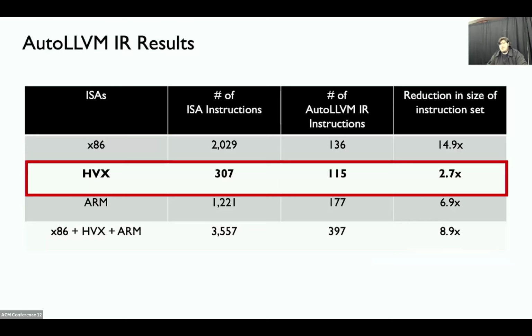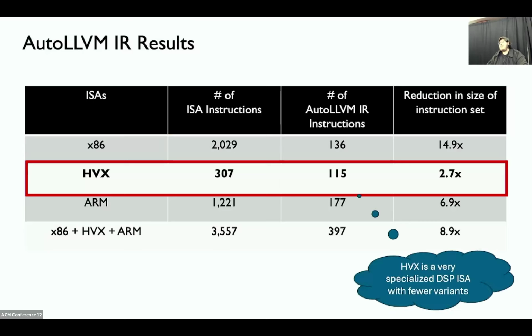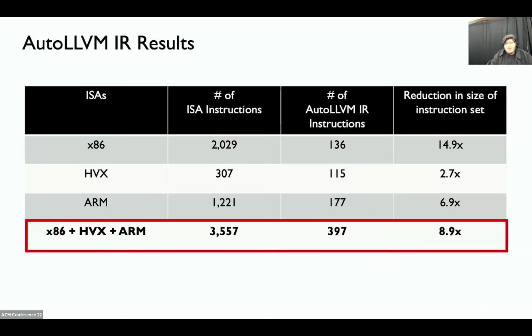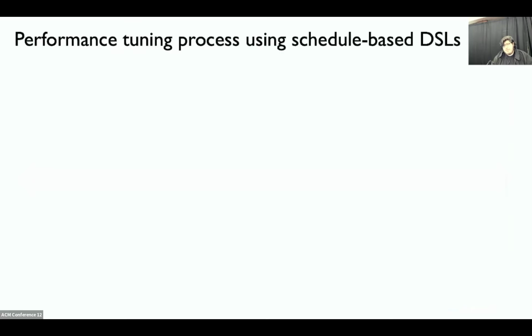And for HVX, we support over 300 instructions. Because HVX is a small instruction set and has much fewer variants, we get about 2.7x reduction. And among all the targets that we support, we get about 9x reduction.